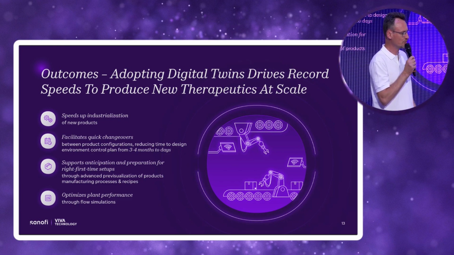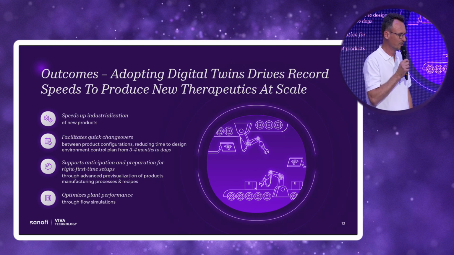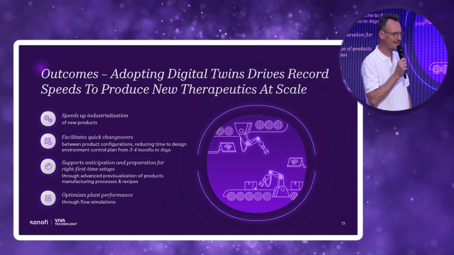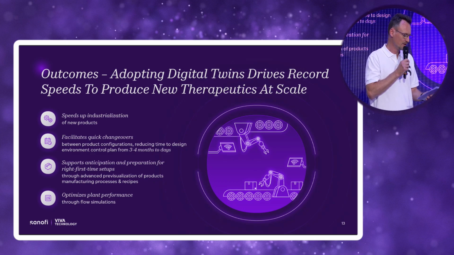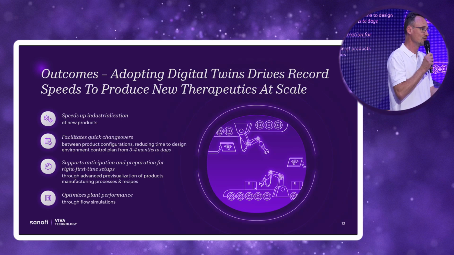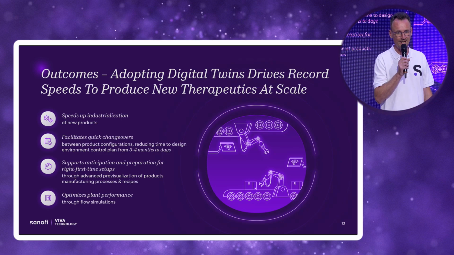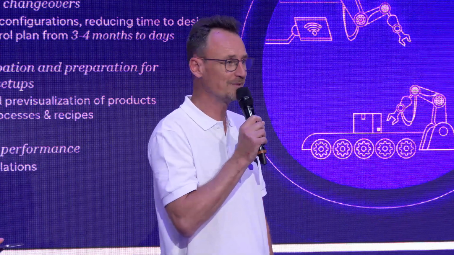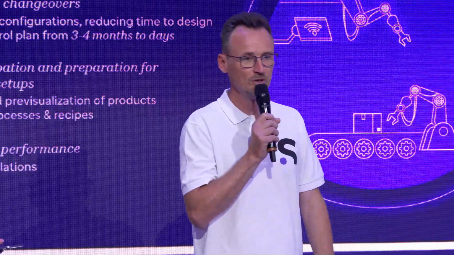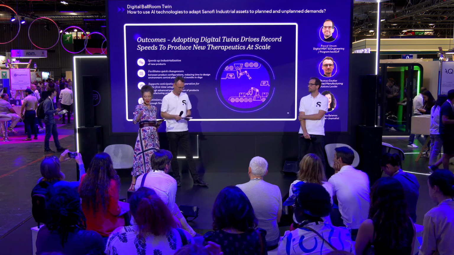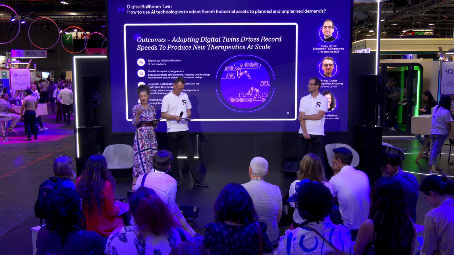The second one is the digital point with the Ballroom digital twin, which support anticipation and preparation of right first time setup of our new products. It's very important this point because these capabilities address the challenge of the evolving product that we could have in Sanofi. For your information, in the coming year, Sanofi has planned to launch more than 10 new blockbuster products in the immunology platform.